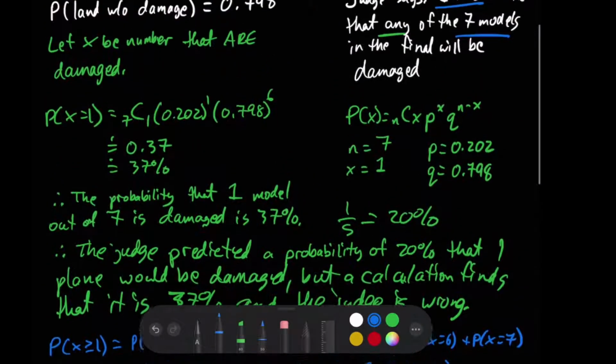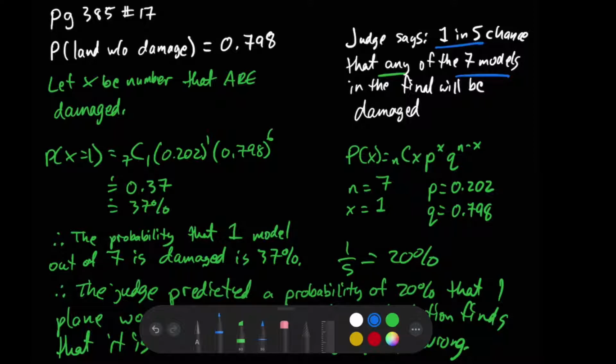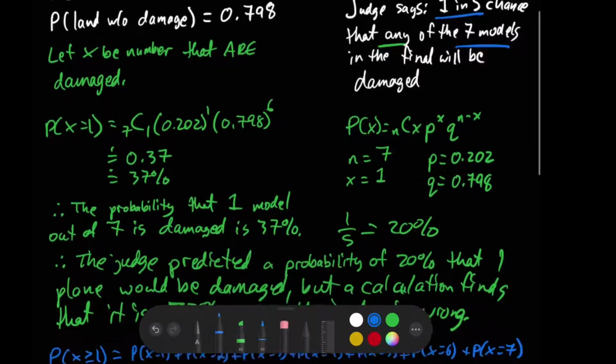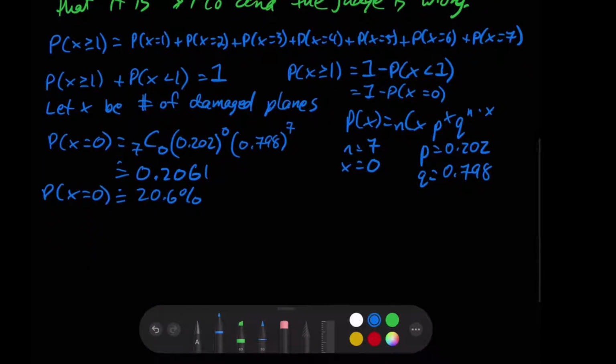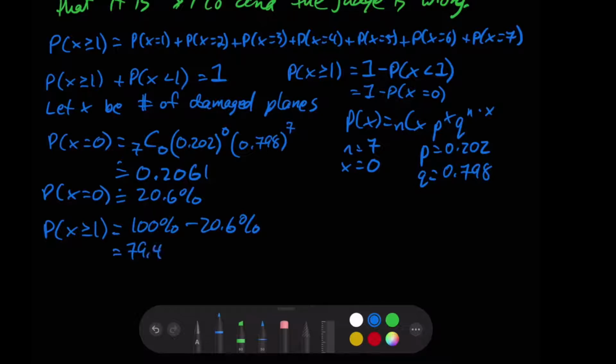So what did the judge say? He said there's a 1 in 5 chance that any of the models will be damaged. Well, there's approximately a 1 in 5 chance that none of the models will be damaged, because 1 in 5 is 20% here. But that's not what we're asked to find. We want to find the probability of any of them being damaged, 1 or more, and that equals 100% minus 20.6%, which of course gives us 79.4%. So let's answer and discuss what this means.